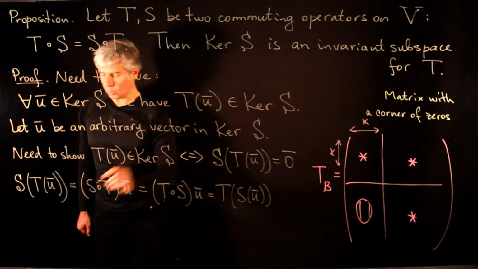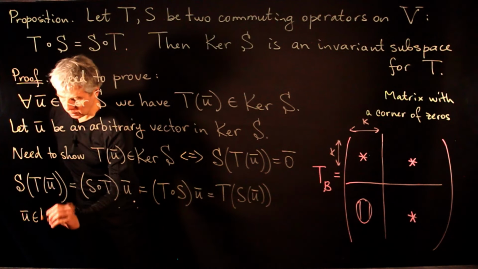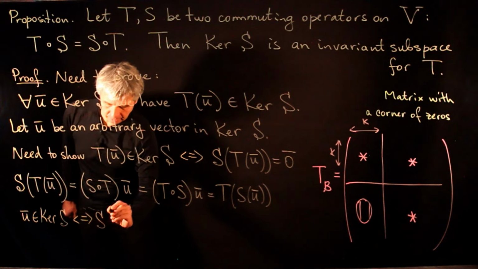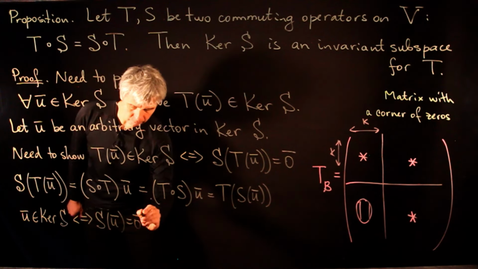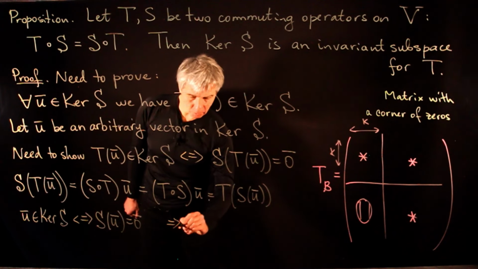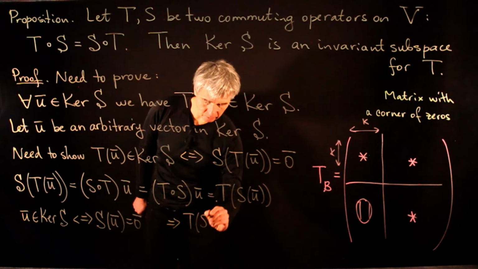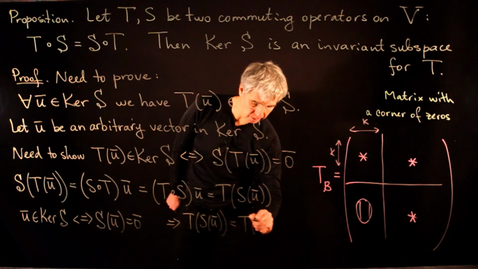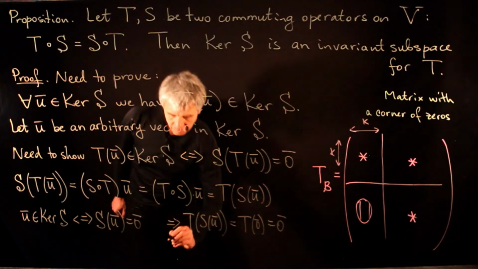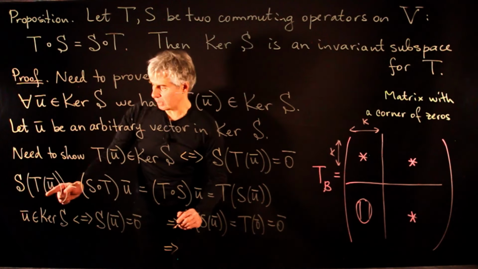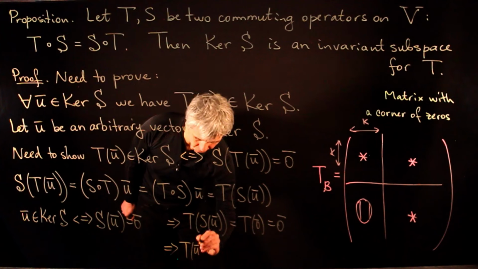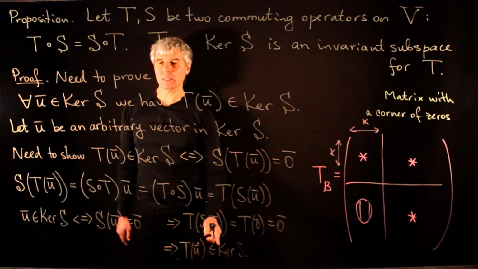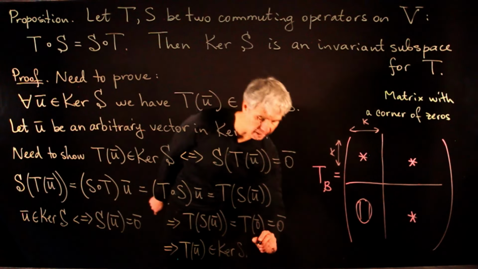However, we said that u was a vector in the kernel of S. So this means that S applied to u is 0. So from here we conclude that T of S of u is equal to T of a 0 vector, and this is a 0 vector. And thus the conclusion is that T of u belongs to the kernel of S. And this means that the kernel of S is invariant under T.